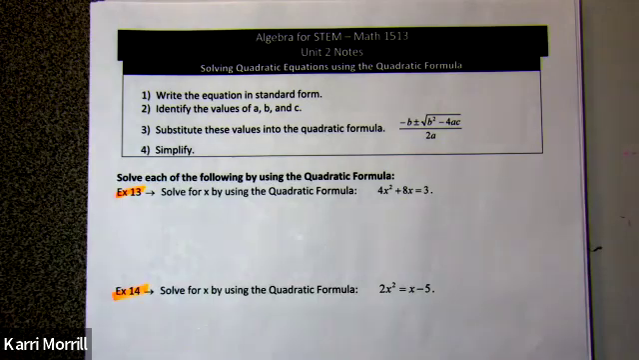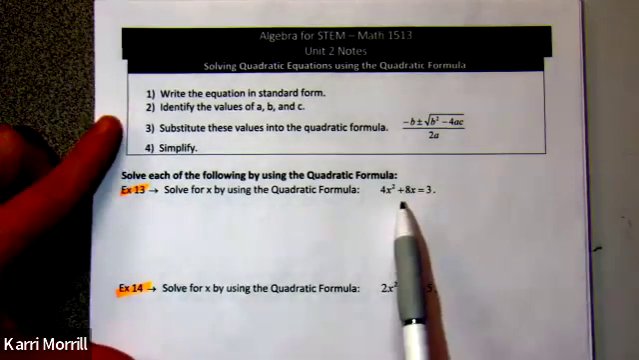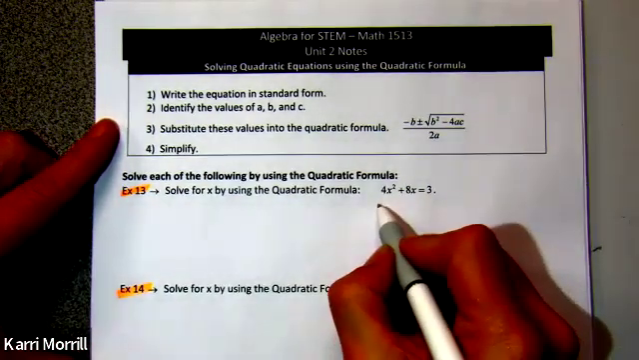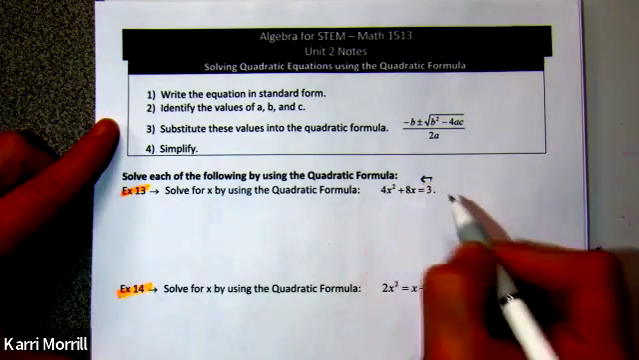Finishing up the lecture for 1.3, solving quadratics by using the quadratic formula. The first thing you want to make sure is that the equation you're given is in standard form. That means everything needs to be on the same side, not like this one, equal to 0. So the first step in this one would be to subtract 3 to move it.